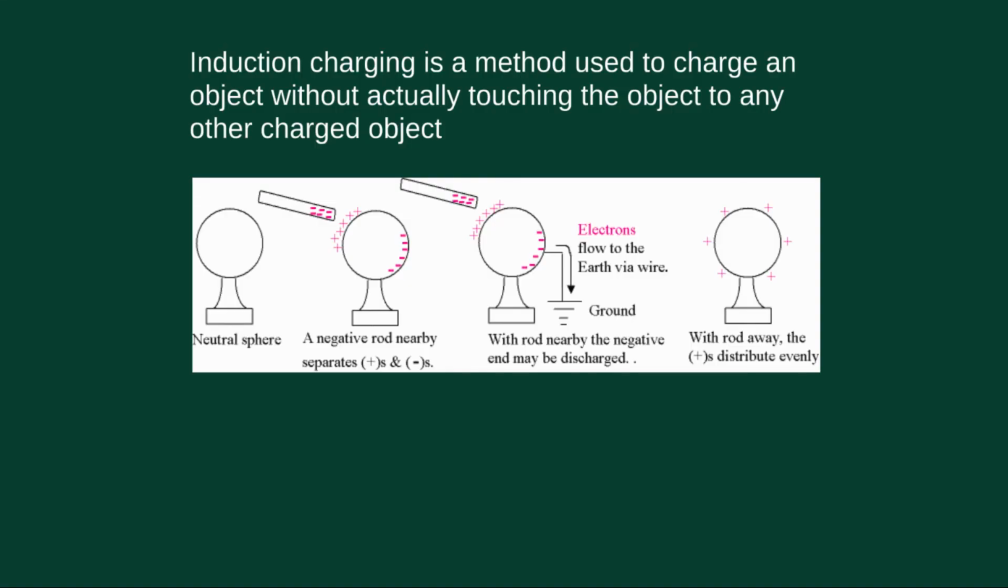After the charge is separated, we can do grounding. After we do grounding, the object will be negatively charged or positively charged. So that's how we do the induction method.